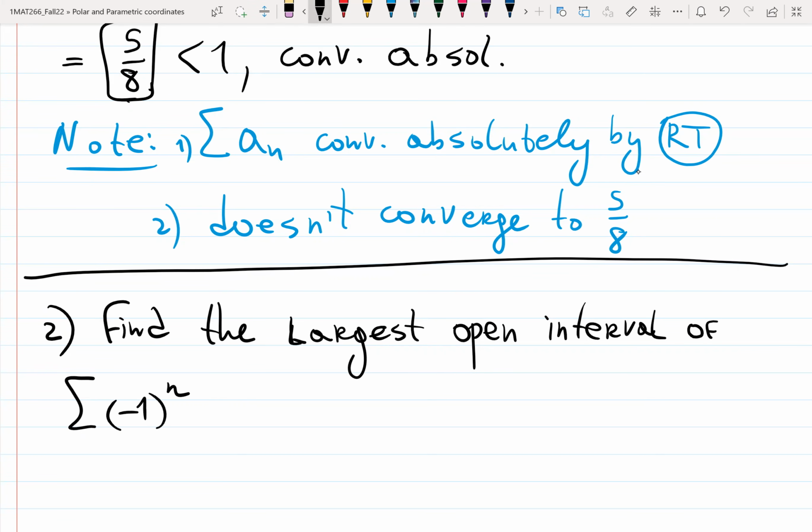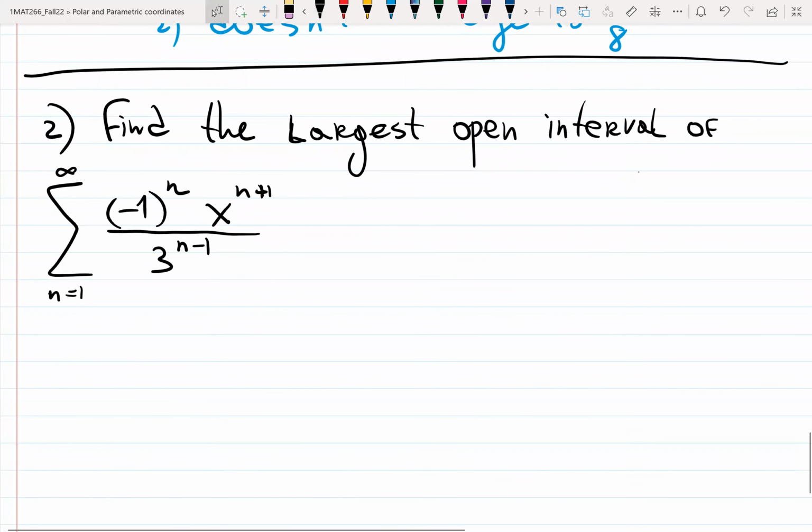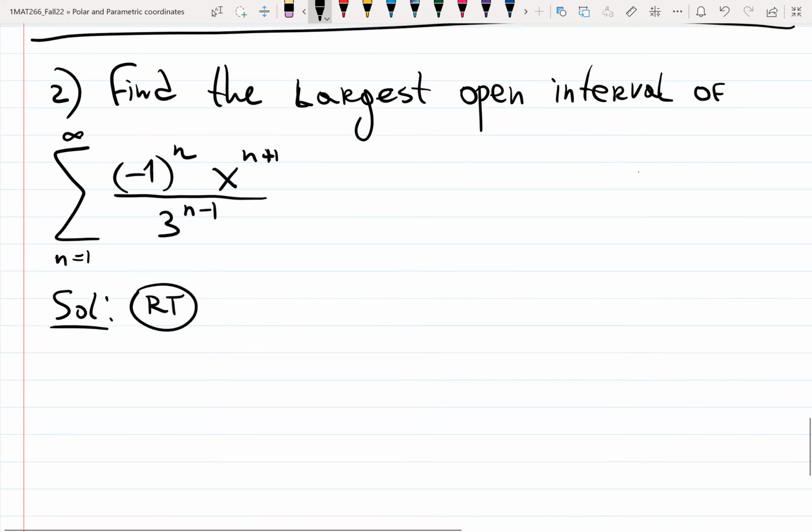Negative 1 to the n, x to the n plus 1, all over 3n minus 1, where n is from 1 to infinity. Something like this. Can you do it on the test? So solution: we're going to use the ratio test again. This time there's x involved, but you don't even think about it at first. You do the ratio test just the same way I just did.